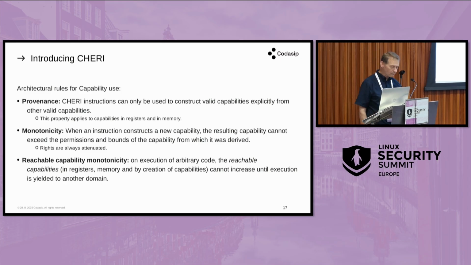We also have a runtime sort of rule, which is called reachable capability monotonicity. And this means that within a set of code that's operating within a compartment, say, you only have access to a limited set of capabilities and you can't go outside of that set. So you can't increase your bounds when you're inside a compartment. One example of going outside this could be, for instance, if you take an interrupt, because you obviously then have to have a different scope of where you're executing from.